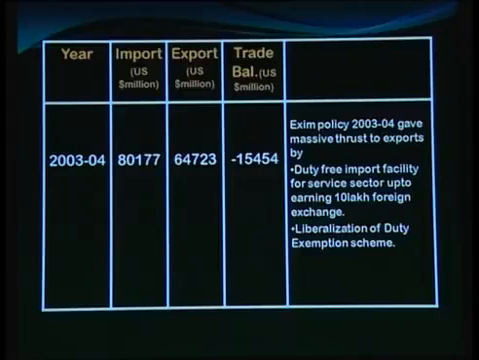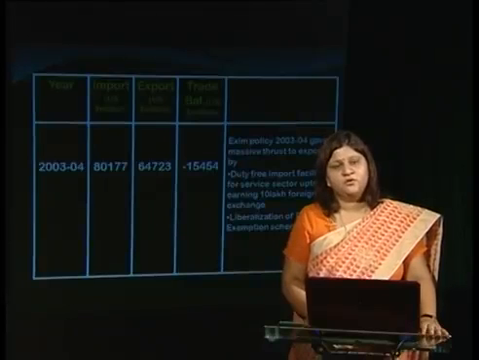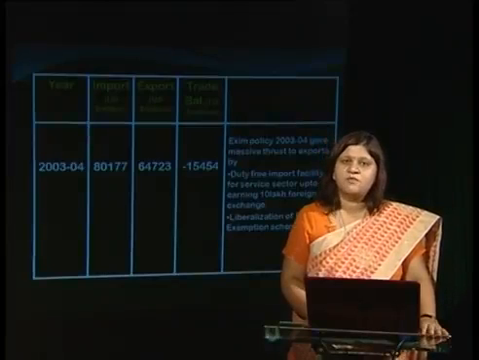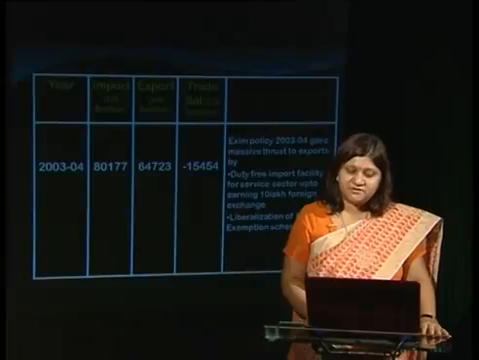There are other factors in the year 2003 and 4. Let us evaluate it. It is again showing a negative or unfavorable balance of payment. Exim policy 2003-4 gave massive thrust to exports by duty-free import facilities for the service sector up to earnings of 10 lakh foreign exchange and liberalization of duty exempted schemes. Such schemes were introduced so that we can cover up a large amount of the deficit which was ongoing for such years. Here we have tried to lower the negative balance or trade deficit by giving exports a massive thrust, with a lot of incentives and benefits to export oriented units and duty exemption schemes.